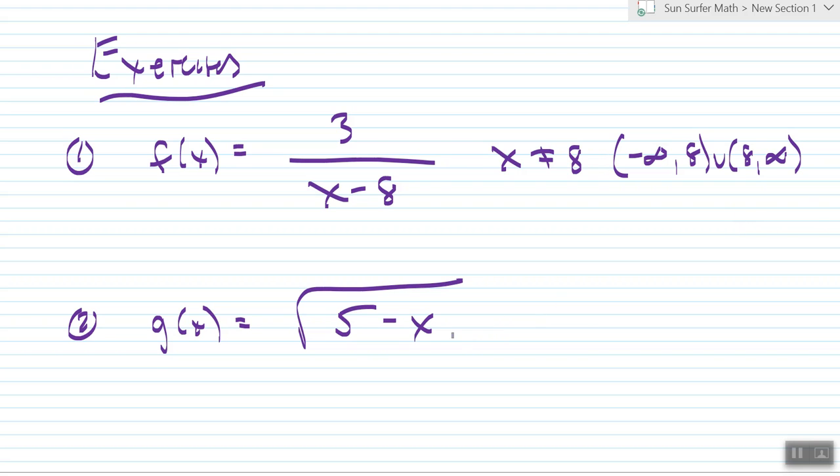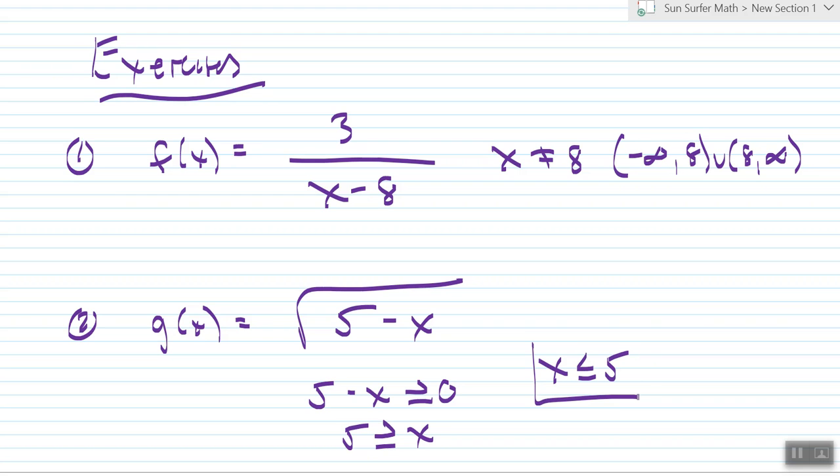In the second one, because this is 5 minus x rather than x minus 5, the easiest thing to do would be to take this and say that this has to be greater than or equal to 0, or 5 is greater than or equal to x, or x is less than or equal to 5. Aha! Not greater than or equal to, but less than or equal to. If x was greater than 5, such as 6, we would get a negative number under here. So using interval notation, we would say x is less than or equal to 5, so we're going from negative infinity, comma, 5, and bracket.